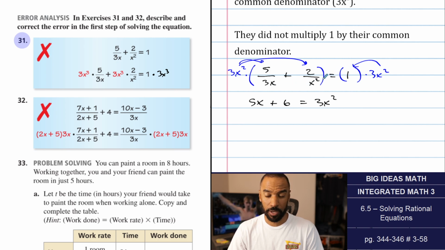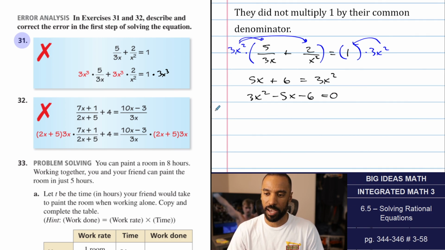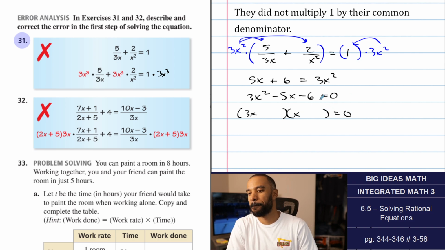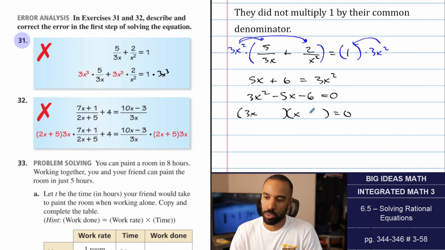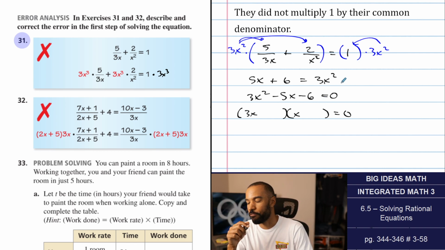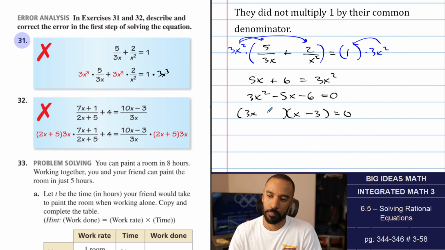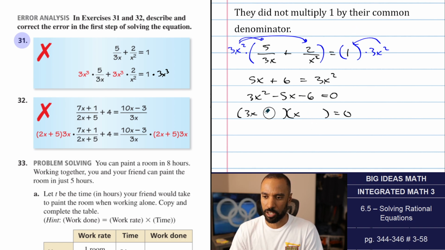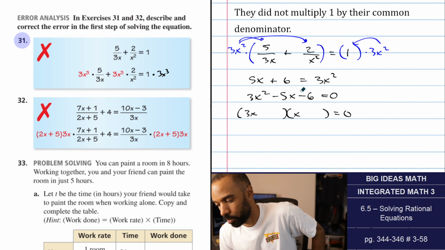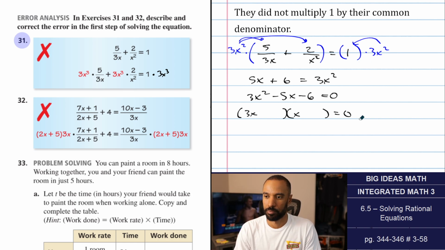X can't equal 0, by the way, if we get that as an answer. Let's subtract 5x and 6 over here. I do not know if this is factorable, so we're going to give it a little test. I need to add 5. Minus 3 plus 2, that's negative 9. That doesn't work. I don't think this is factorable. If it is, I might have made a mistake on the numbers.